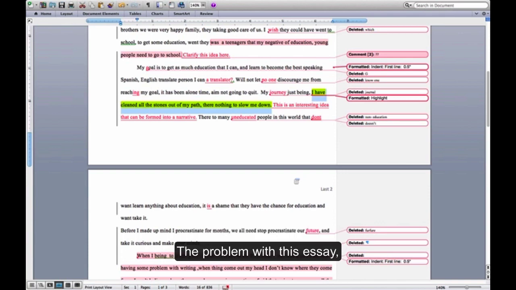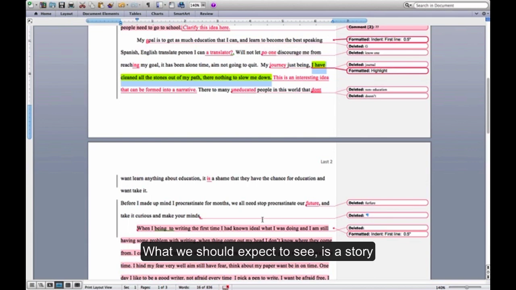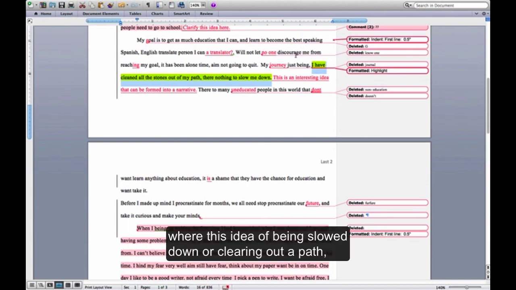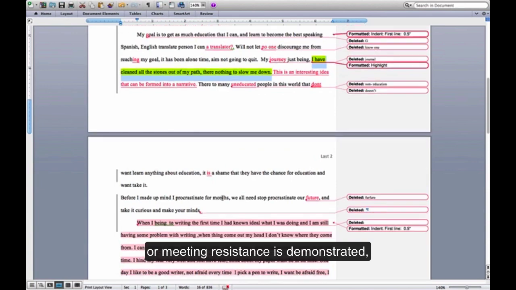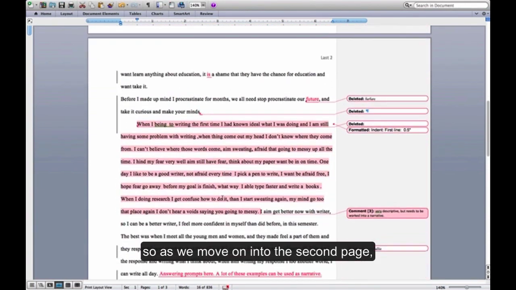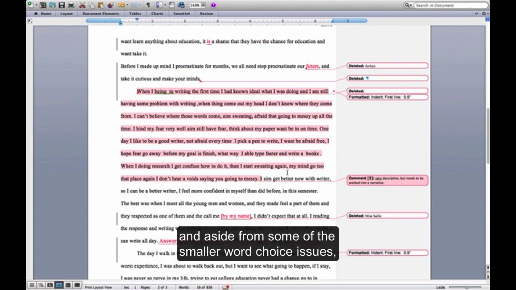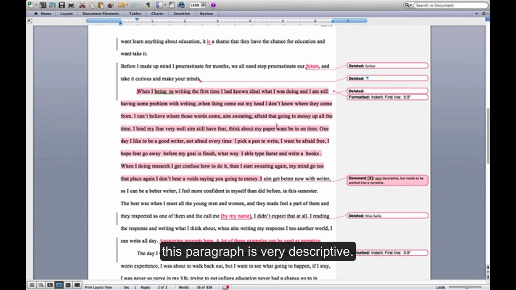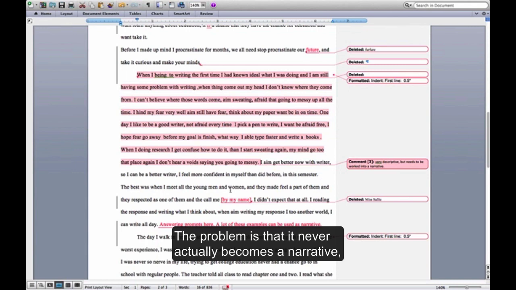The problem with this essay is that it never actually builds that narrative. What we should expect to see is a story where this idea of being slowed down or clearing out a path or meeting resistance is demonstrated. So as we move on into the second page, we have this paragraph here, and aside from some of the smaller word choice issues, this paragraph is very descriptive. The problem is that it never actually becomes a narrative.